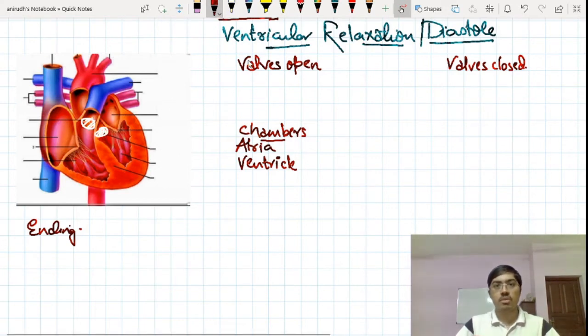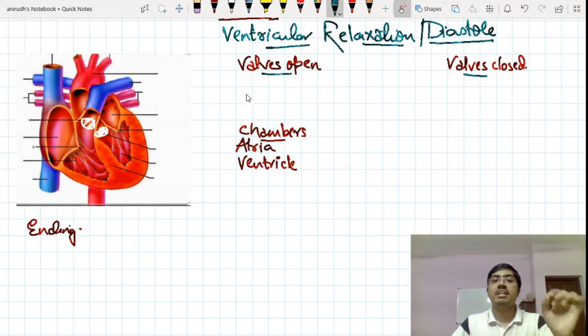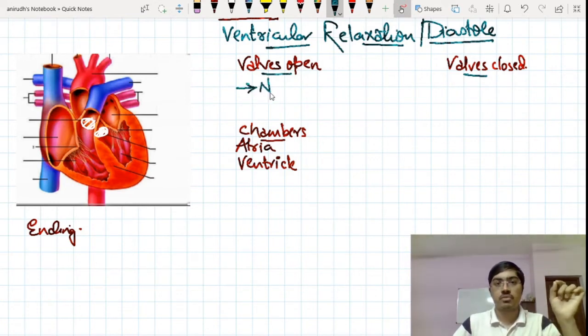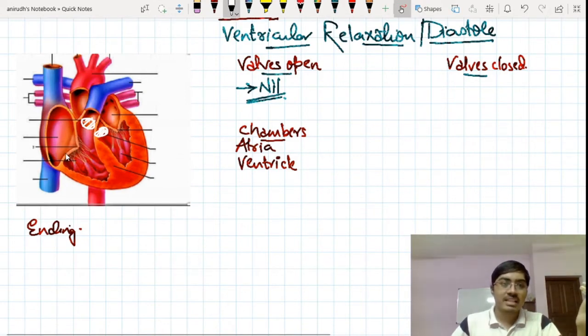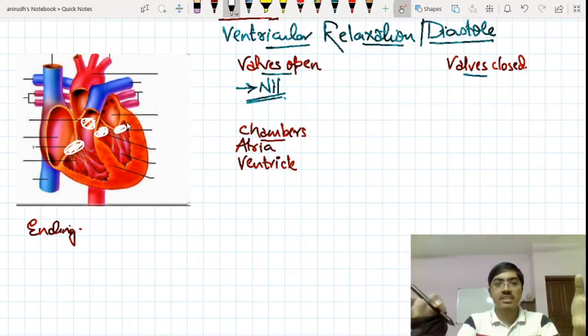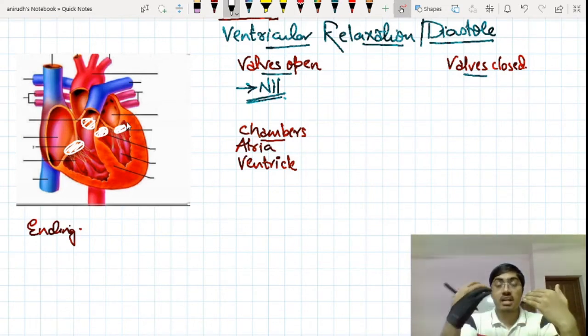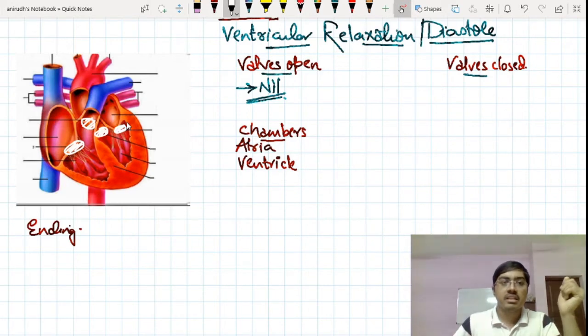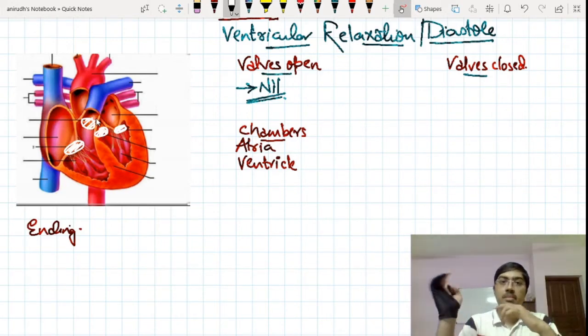So let us write down the name of the valves that are open and the valves that are closed. See, actually in this particular phase, strictly speaking, no valve is open. So the valves that are open will be nil in number. That means the atrioventricular valves, that is the tricuspid and bicuspid, are already closed. Okay, and then the ventricle started to contract. And when the ventricle started to contract, because of the ventricular pressure, the semilunar valves started opening, and so the blood went into the pulmonary artery and aorta.